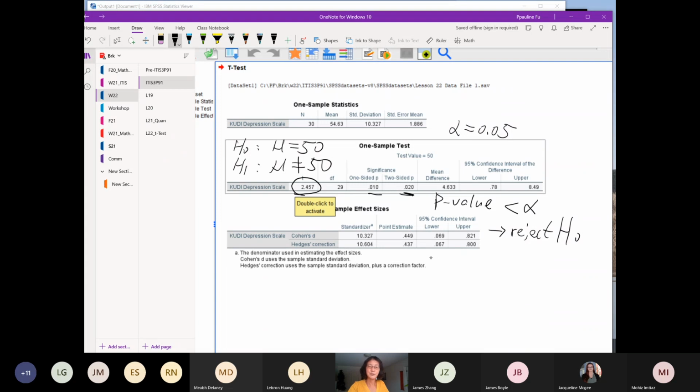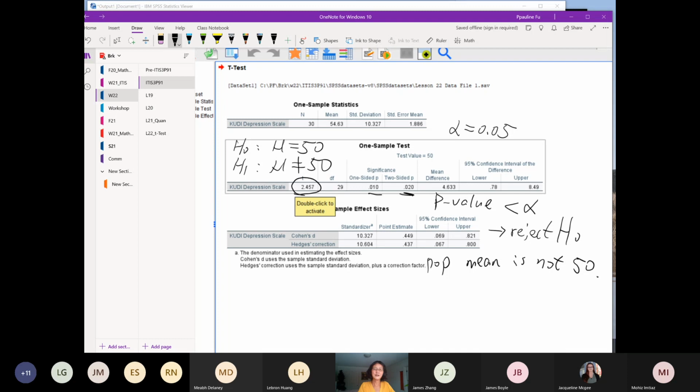Therefore, we conclude the population mean is not 50. Okay, so based on the sample data, we draw a conclusion about the population. We conclude at 0.05 level of significance, the population mean is not 50. Any questions? So this is the p-value method.